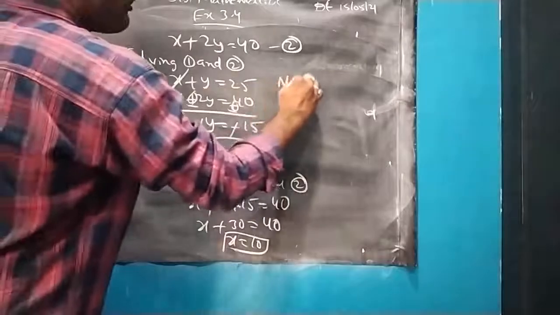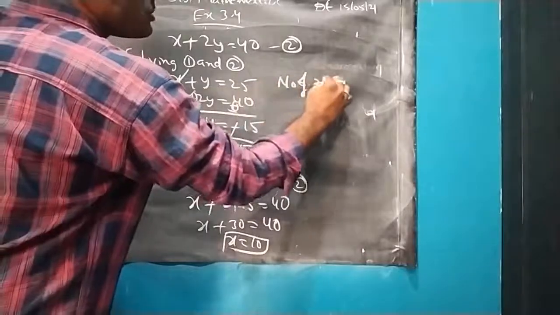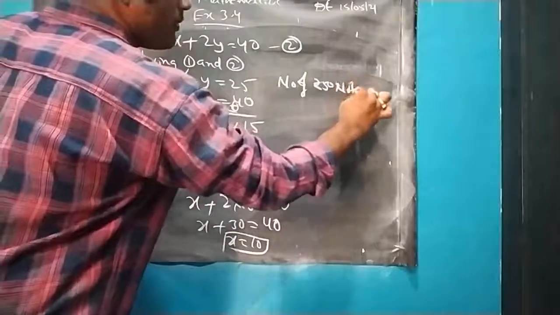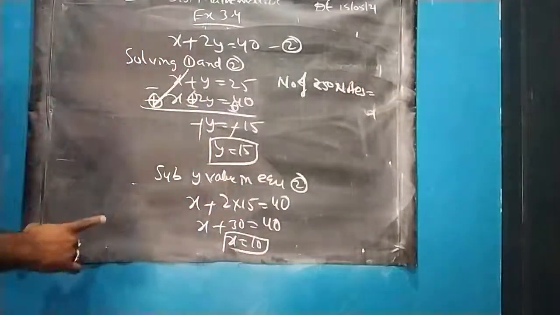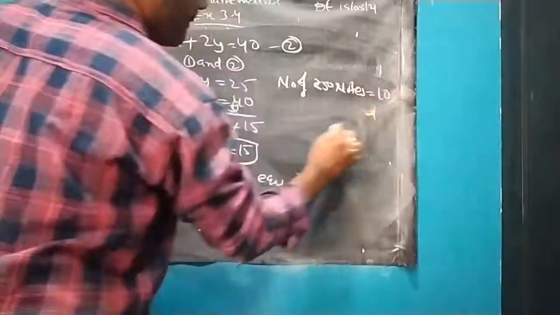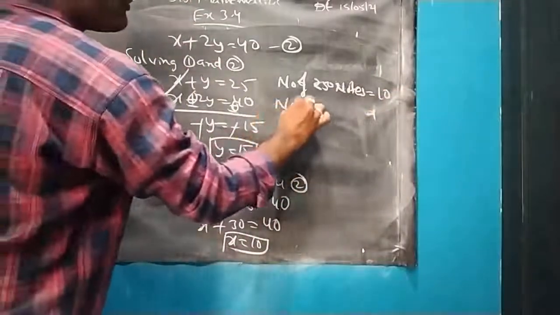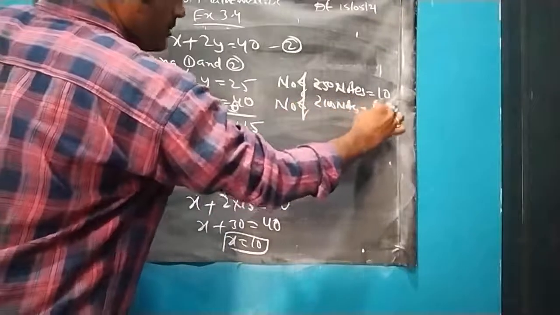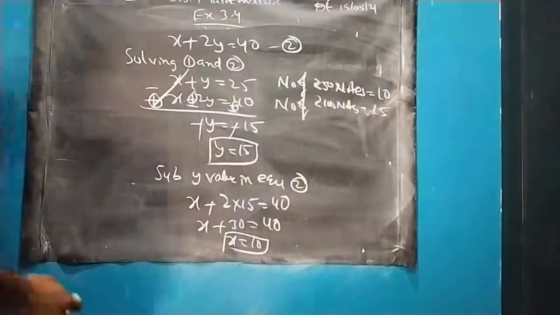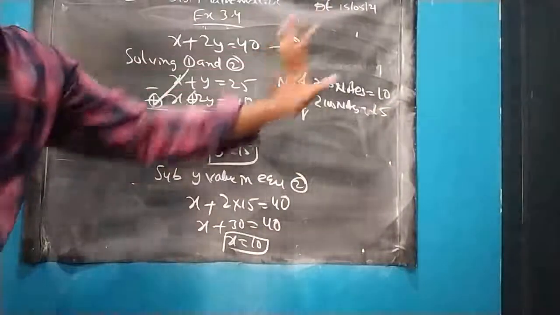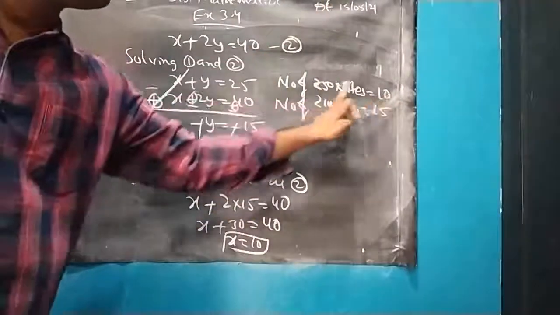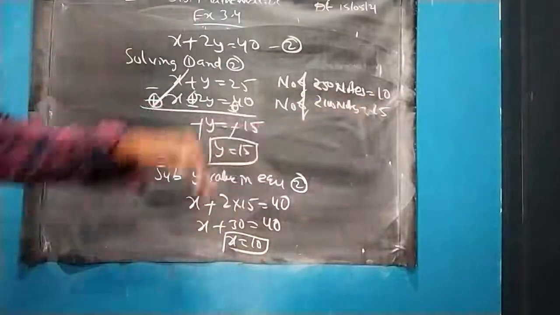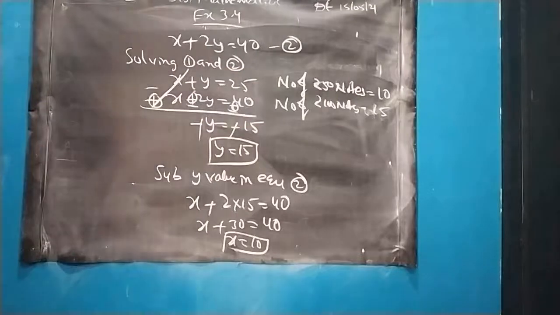So therefore the number of 50 rupees notes, which is x value, is 10. The number of 100 rupees notes is 15. Now, for clarity, we have 2000 rupees. 50 into 10 will be 500 rupees. 100 into 15 will be 1500 rupees. 1500 plus 500 will be 2000 rupees. Like that also we can verify.